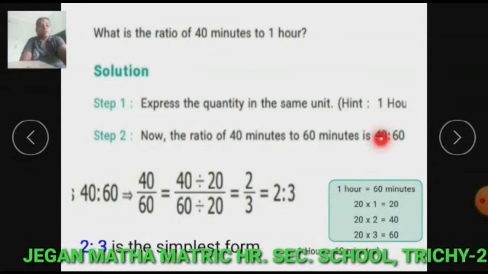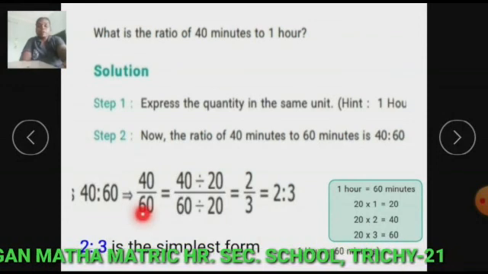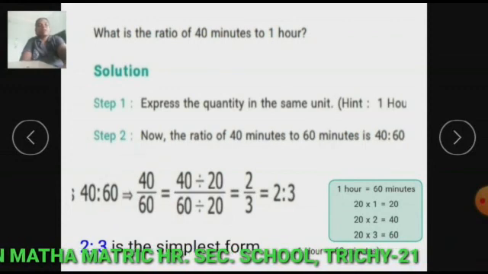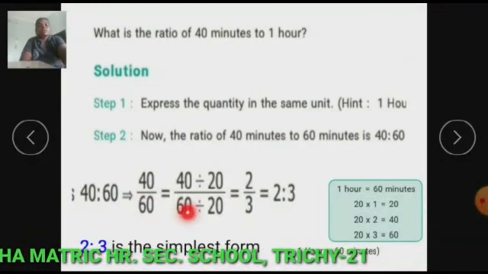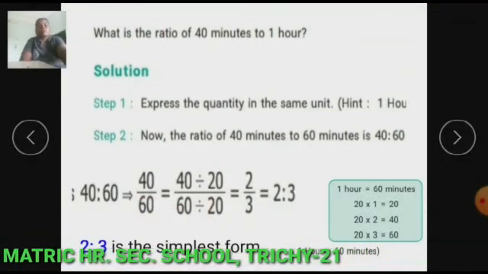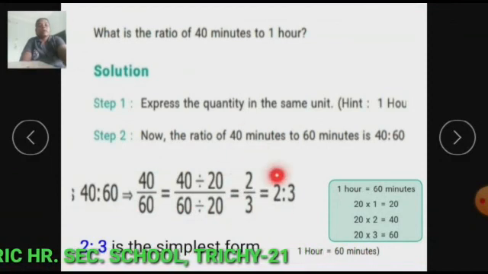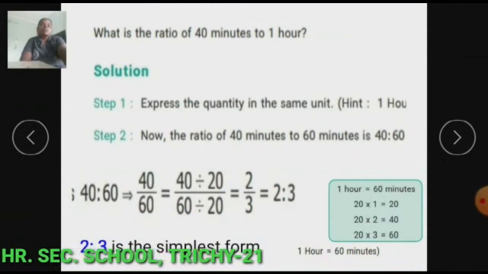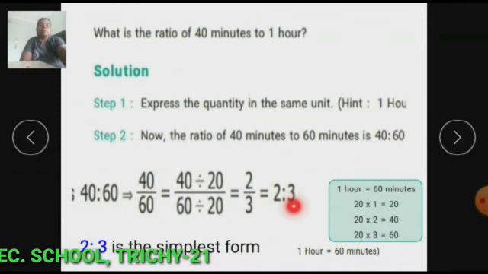Write the ratio form in fraction form. 40 is to 60 equal to 40 by 60. And then numerator 40 is divided by 20. Denominator 60 is divided by 20. We get 2 by 3. 2 by 3 is the fraction form. Now write the fraction form in ratio form. 2 by 3 equal to 2 is to 3. Here 2 is to 3 is the simplest ratio form.